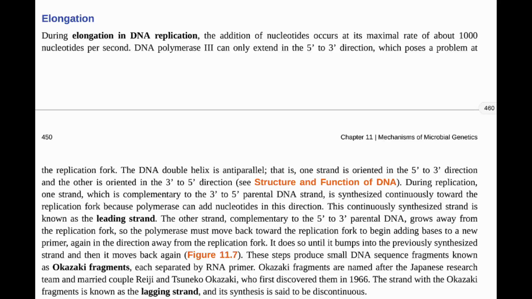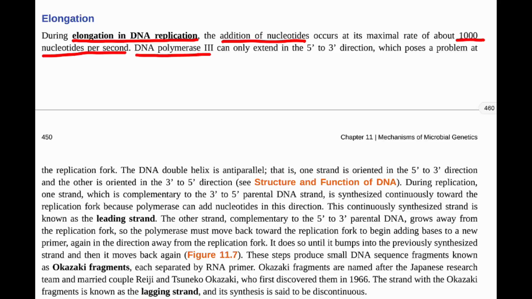So now that we have started replication, we can talk about elongation. Elongation is the second step. We have initiation, which is our start at our origin, then we have elongation, and then termination. During elongation in DNA replication, we have the addition of nucleotides, and it occurs, as we mentioned, at a rate of about 1,000 nucleotides per second.